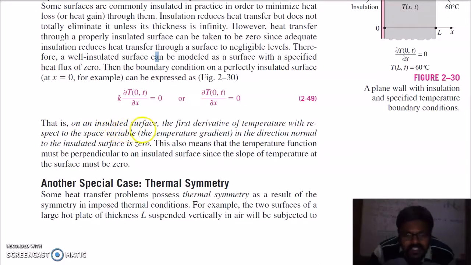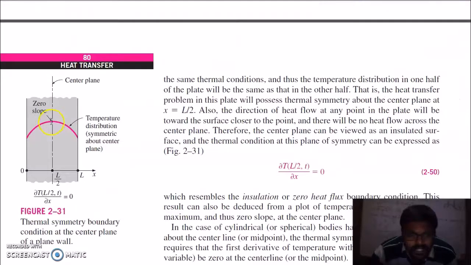On an insulated surface, the first derivative of temperature with respect to the space variable in the direction normal to the insulated surface is 0. This also means that the temperature function must be perpendicular to an insulated surface, since the slope of temperature at the surface must be 0, which is equal to this condition of 0 slope.